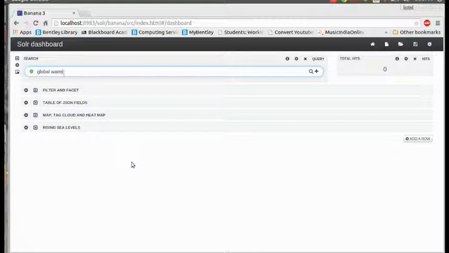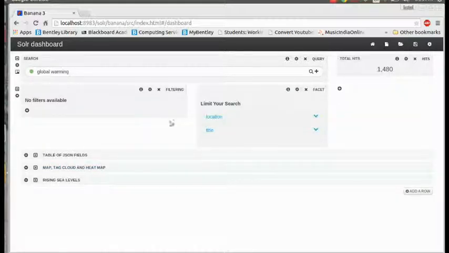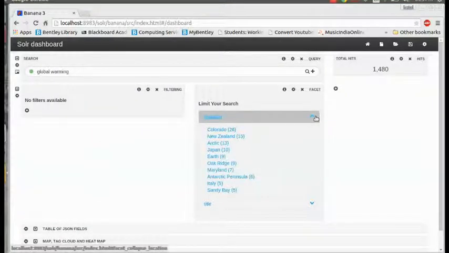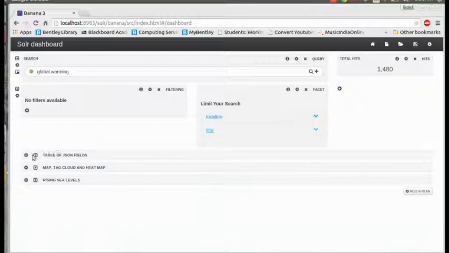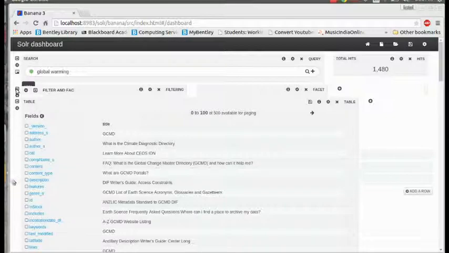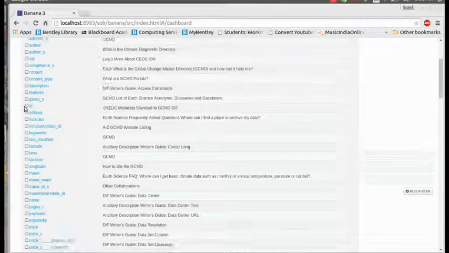This matches terms based on the keywords, so we type the keyword over here. The total hits panel gives us the total number of documents retrieved. Then the filter in the facet can help you filter your search based on location or title. Then there is the table of fields that are retrieved from the JSON file in Solr. So you can view each field separately or together.